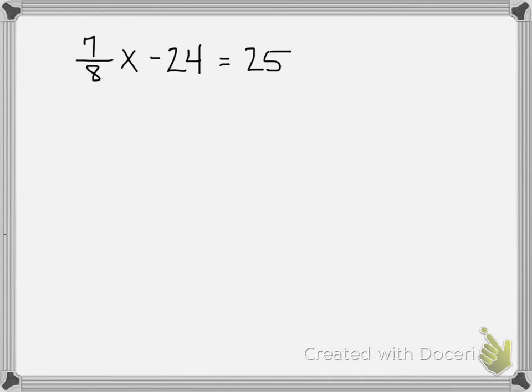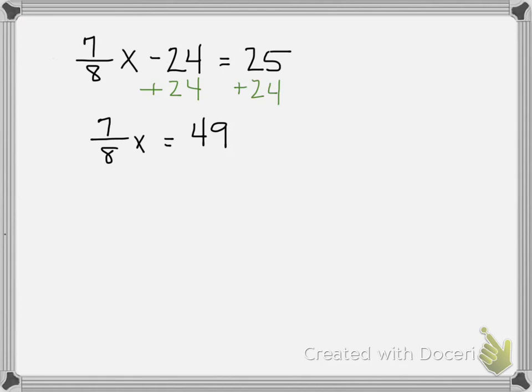Let's try one with a fraction. We have 7/8 x minus 24 equals 25. Well, my first step is to add or subtract. Since I'm subtracting 24 from 7/8 x, I'm going to add 24 to both sides. Then I'm left with 7/8 x is equal to 49. 25 plus 24 will give me 49.